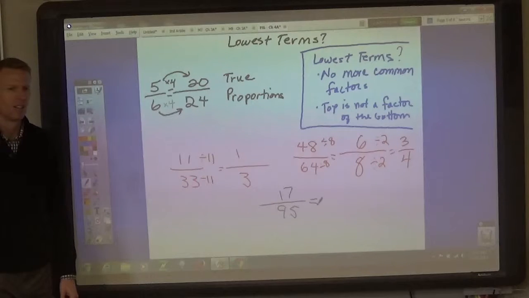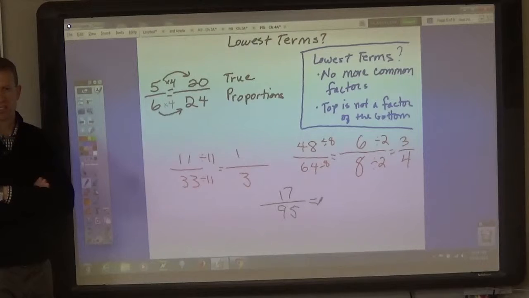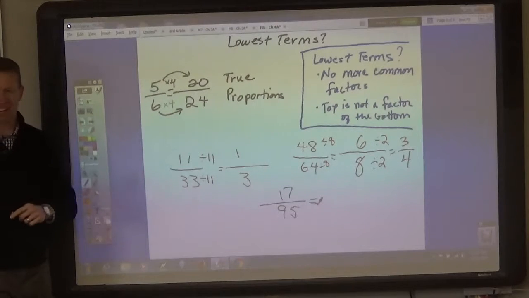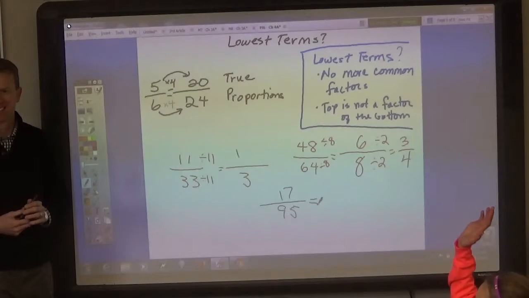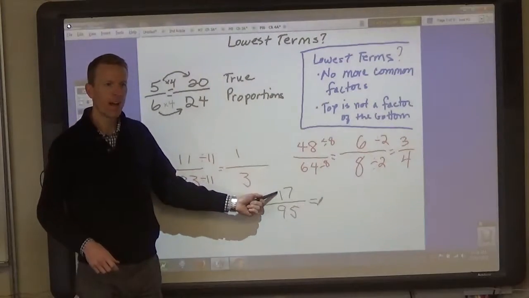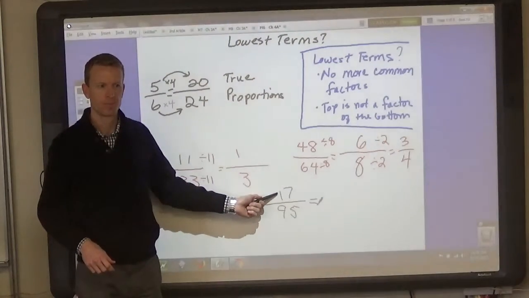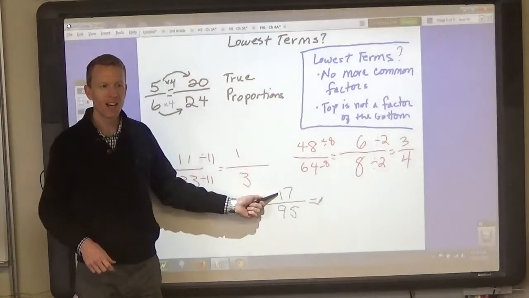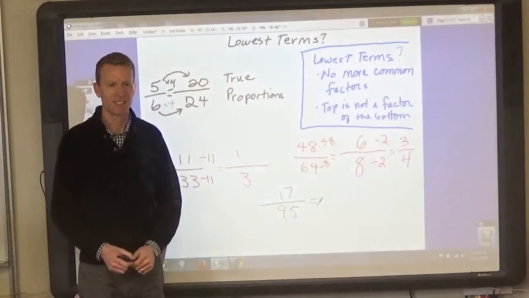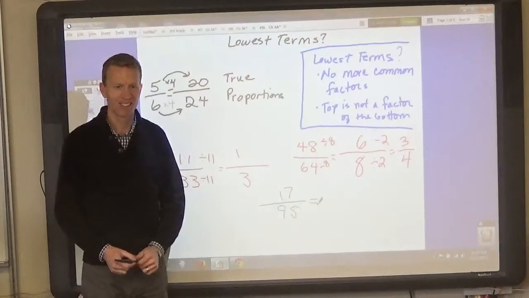Raise your hand if you're sure that it's lowest terms. Oh, come on, be confident. Look at the qualifications. What are the factors of 17? 1 and 17, right? Does 17 go into 95? Probably not. It does not. Let's check.